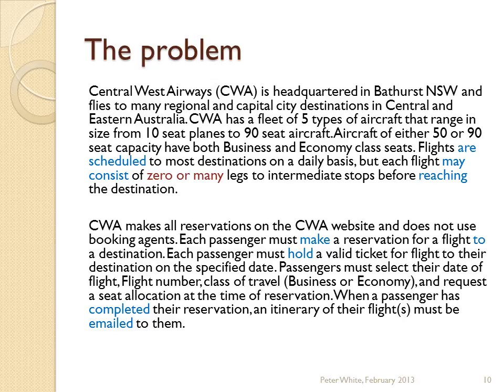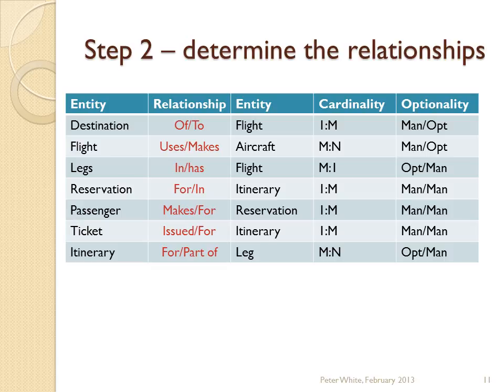Here I've gone through and tried to identify some of the relationships, and I've also highlighted some information about optionality for flights, because a flight may consist of 0 or many legs. I find the best way to sort all this out is to make a table where I can list the entities and the relationships to make sure I've got everything covered. And so here's my table. Let's have a look at this.